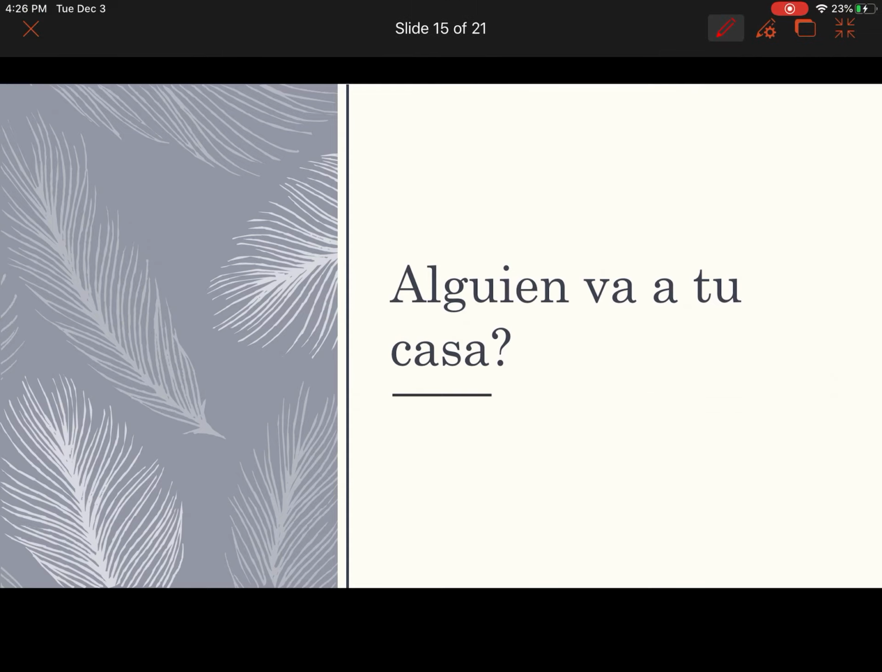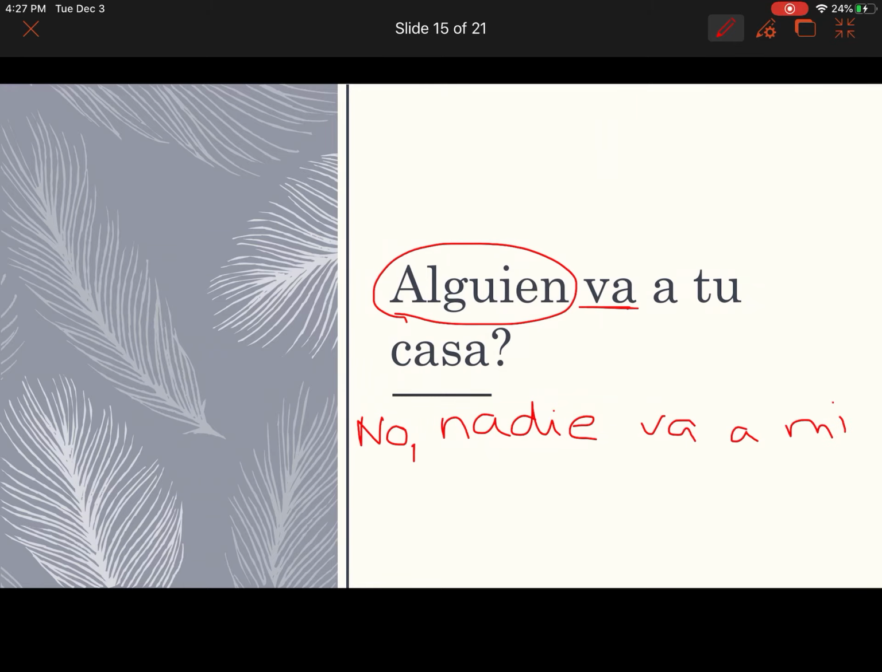Here we have another one that we can change or we can't change. So the verb is va. Is someone going to your house? The verb, I'm going to say no one is going to your house. That's going to be the subject. So no. You can directly change alguien. You can just say nadie va a mi casa, because I'm saying my house.